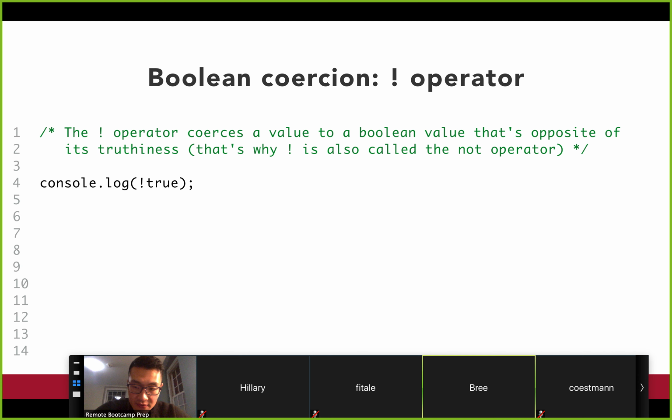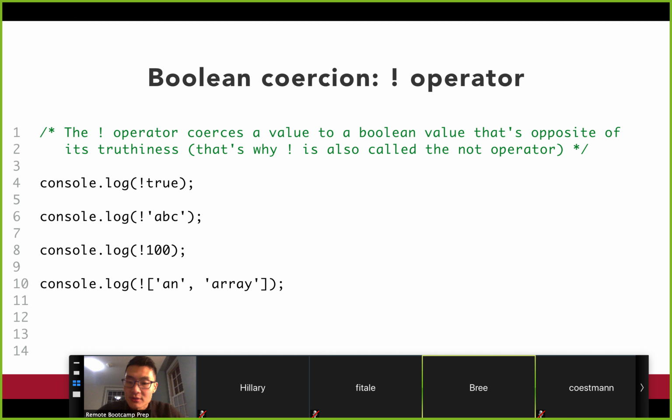So if on line 4, for example, inside the console log, my initial boolean value is true, what's the bang of true? The opposite of true is false. The string ABC, is that a truthy value or a falsy value? Well, it's a non-empty string, so it's a truthy value, and therefore the opposite of that is going to be a falsy value. Similarly, number 100 is truthy, and the opposite of that is going to be false. So the bang of 100 is going to give you false.